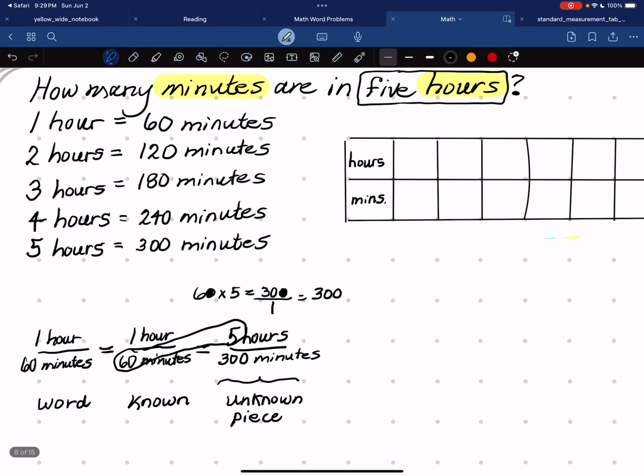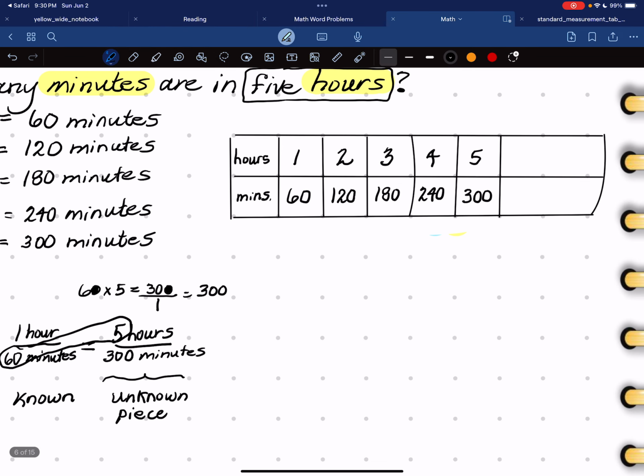Okay, we know that in 1 hour, there are 60 minutes. In 2 hours, there are 120. In 3 hours, there are 180. In 4 hours, there are 240. And in 5 hours, there are 300. And this table could carry on to infinity.